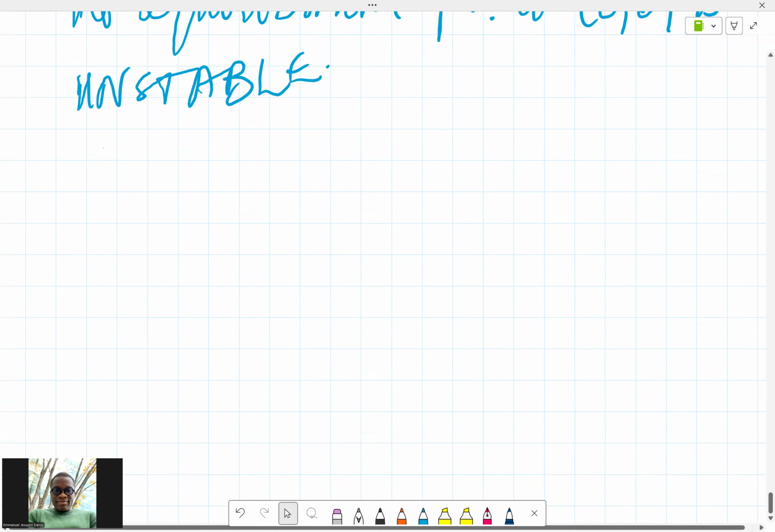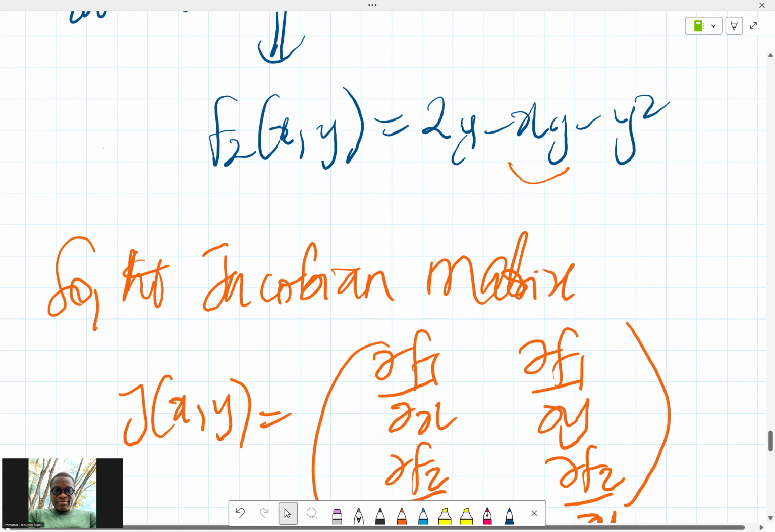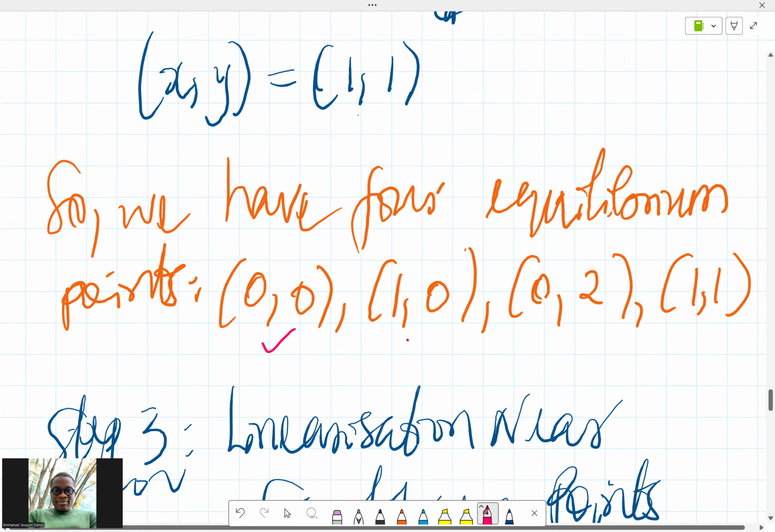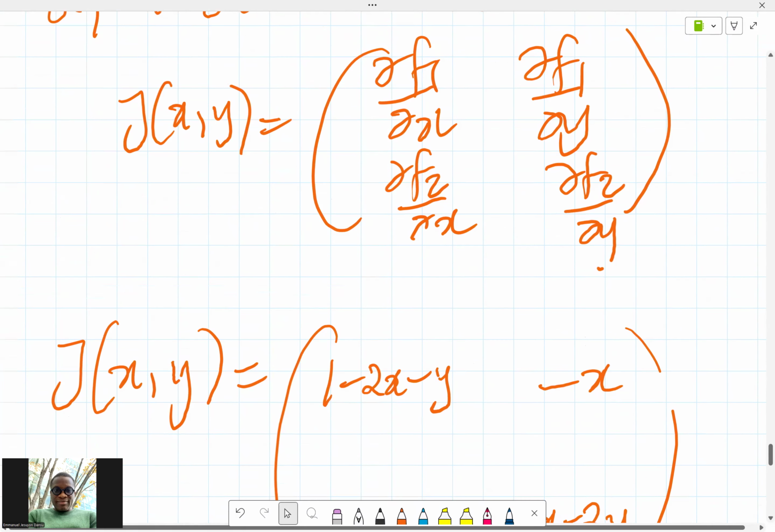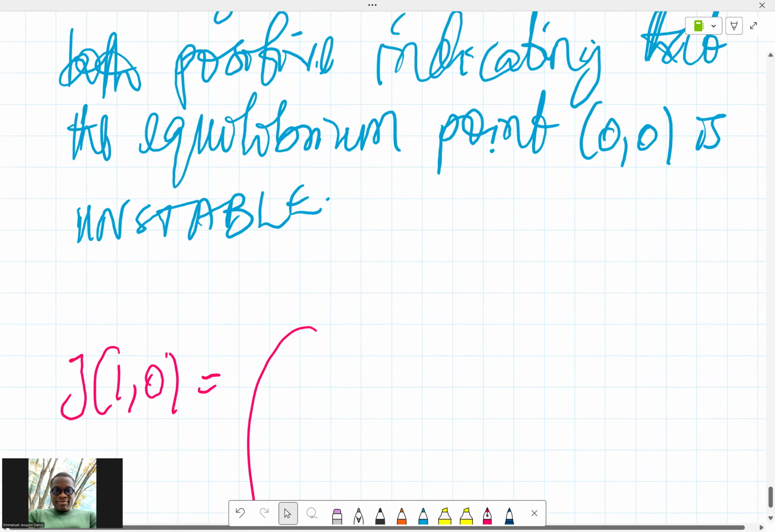The next thing is we go for the next one. That's J10. These are the 4 now. We have done the first one. We have done this now. So we go for J, which is 1, 0. So X is 1, Y is 0. Anywhere you see x, put 1.